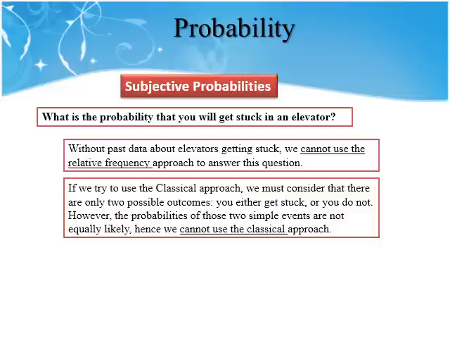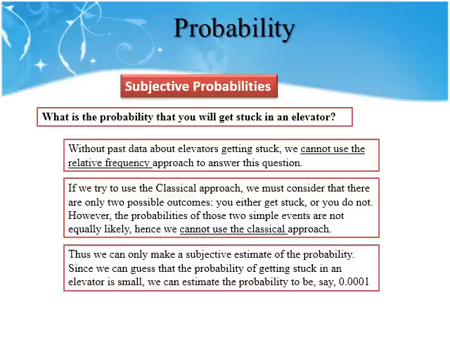If they were equally likely, then there's just a 50-50 chance that you're going to get stuck the next time you take an elevator. And of course, that's not the case. So we have to use the subjective probability, which is basically a rough estimate using our intuition. So if we know that it's very unlikely that we're going to get stuck in an elevator, we would say that the probability is very small. And we might put a number on it like 0.0001 or even smaller, 0.00001.